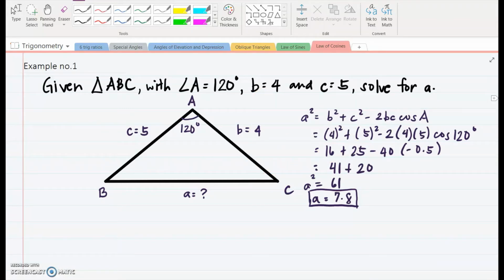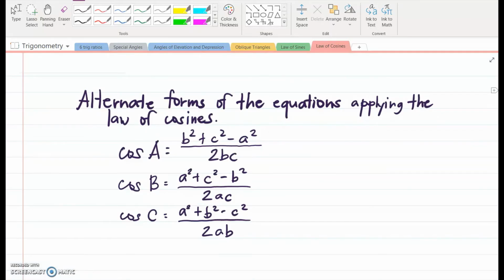Let's proceed now with our next example. But before that, let us have the alternate forms of the equations applying the law of cosines. So we have cosine A is equal to b squared plus c squared minus a squared over 2bc. Cosine B is equal to a squared plus c squared minus b squared over 2ac. And cosine C is equal to a squared plus b squared minus c squared all over 2ab.